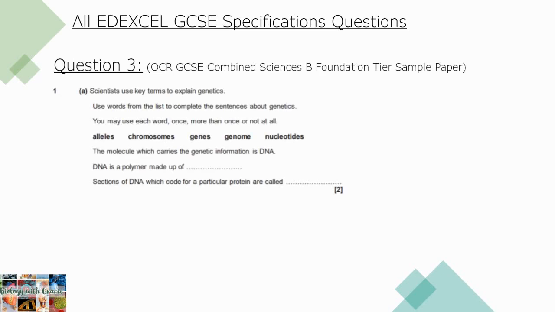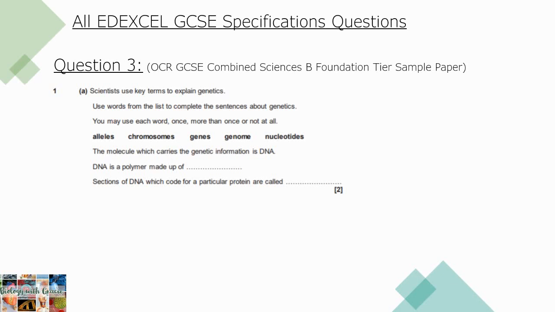Question 3 is from the OCR GCSE Combined Sciences B Foundation Tier sample paper. The question is, scientists use key terms to explain genetics. Use words from the list to complete the sentences about genetics. The sentence is, the molecule which carries the genetic information is DNA. DNA is a polymer made up of blank. Sections of DNA which code for a particular protein are called blank.